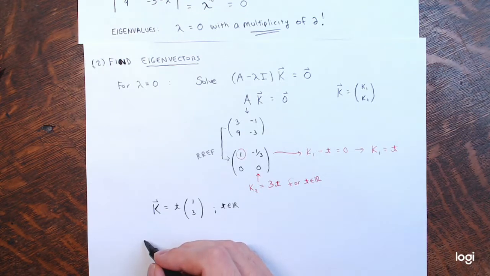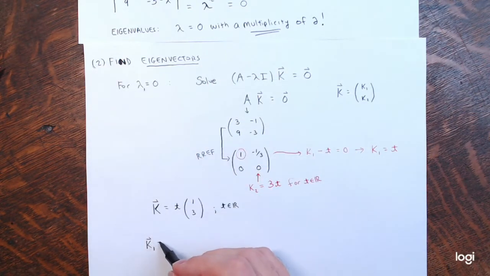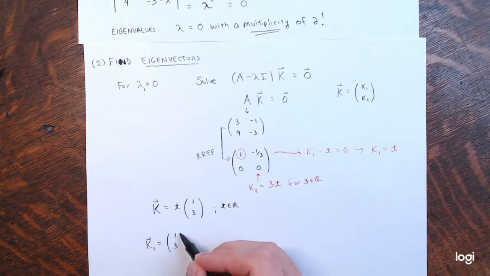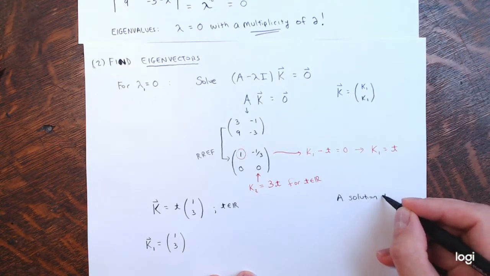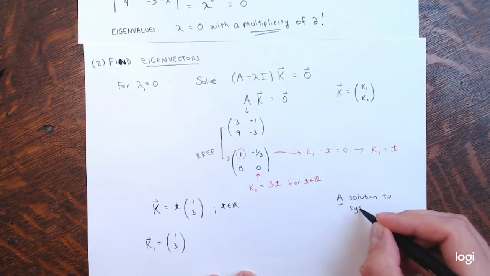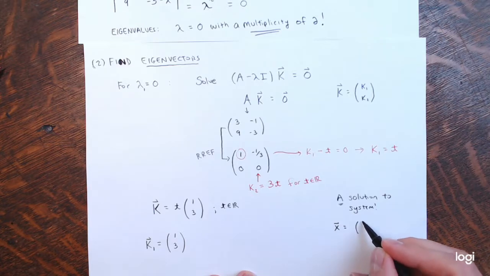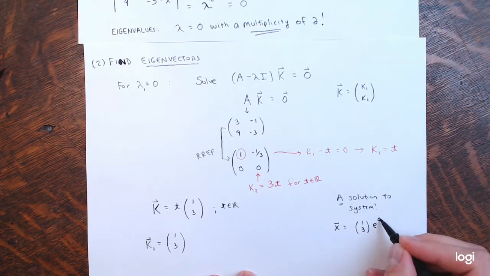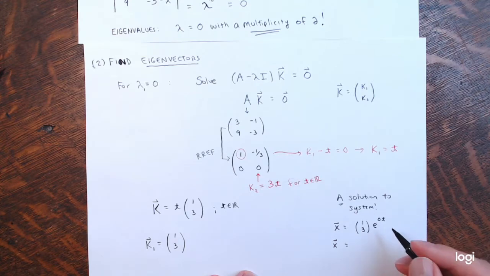So I'll call this k1. If this was lambda 1 equals 0, we'll call this k1 equals the vector 1, 3. So here's a solution to the system. Just a solution, not all of them. We're going to get to all of them. X equals 1, 3 times e to the 0t. And what's e to the 0t? That's just 1. So this is 1, 3.